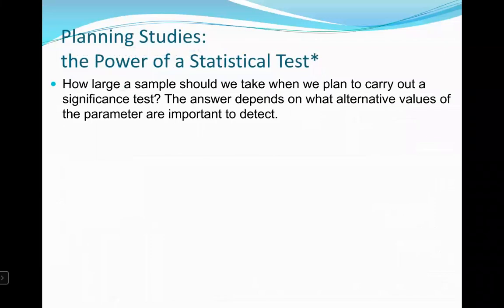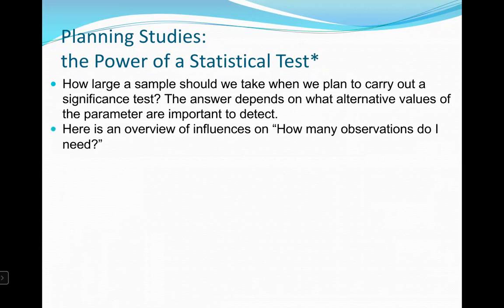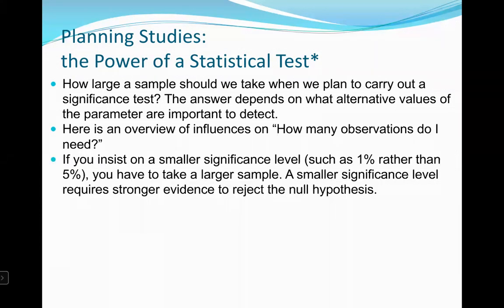How large a sample should we take when we plan to carry out a significance test? The answer depends on what alternative values of the parameter are important to detect. Here is an overview of influences on how many observations I need. If you insist on a smaller significance level, such as 1% rather than 5%, you have to take a larger sample size. A smaller significance level requires stronger evidence to reject the null hypothesis.